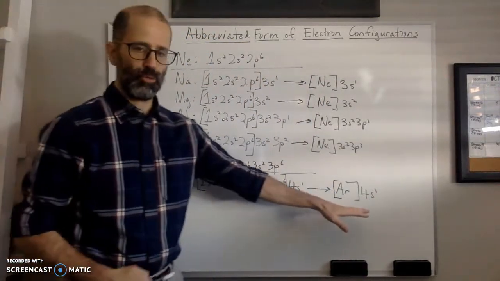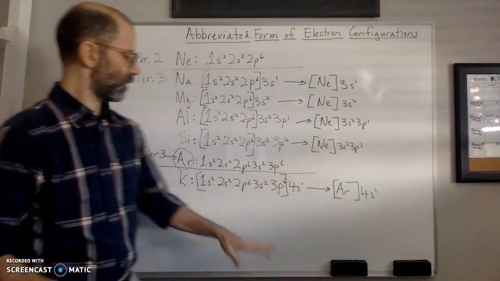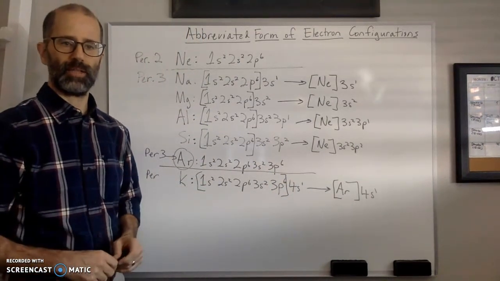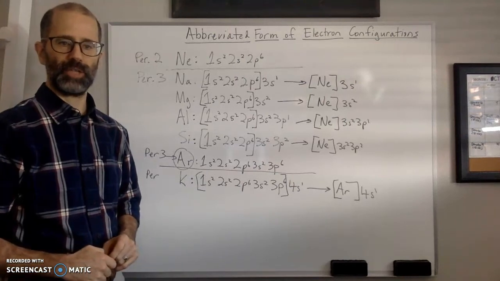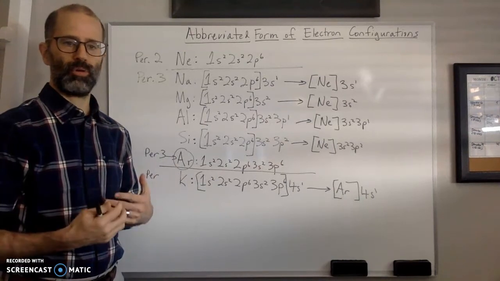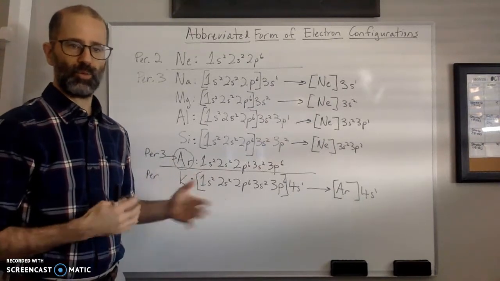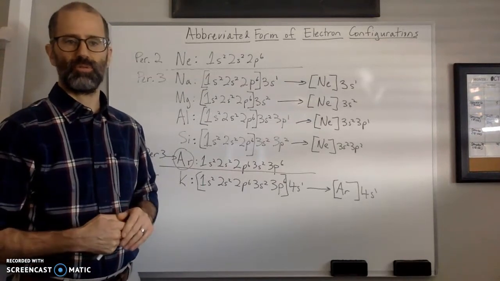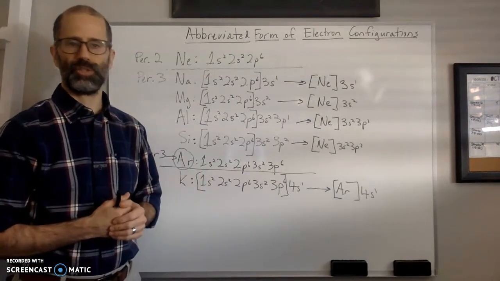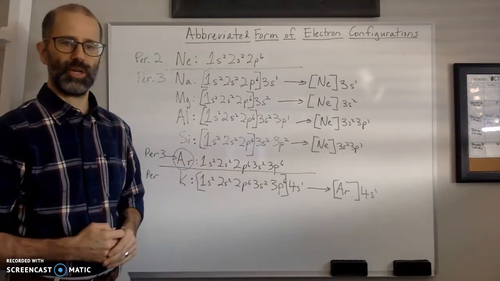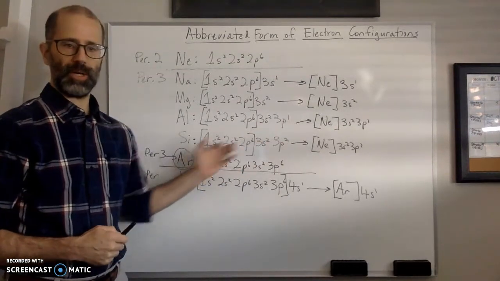So you can either write it as an abbreviated version, or you can write it as the complete full electron configuration version of it. You should be able to do this on the homework or the quiz, be able to give either one if it's asked for on quizzes and tests. Your professor or your teacher is probably going to ask you to do that. So make sure you know how to do either one.